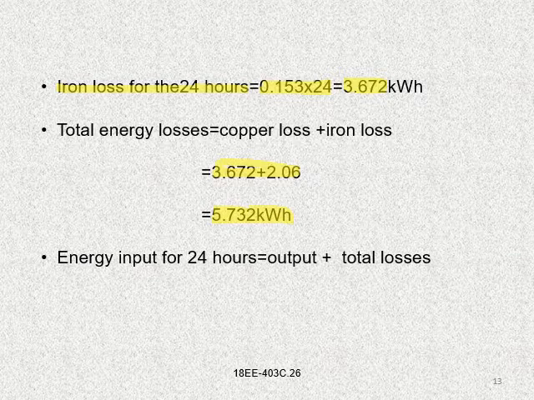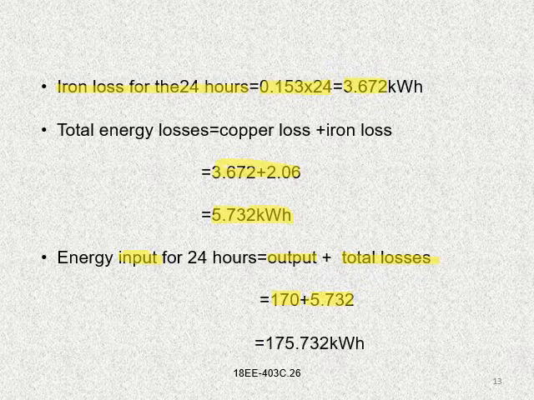Now the energy input for 24 hours is equal to output plus total losses. Output is 170 kWh and total losses are 5.732 kWh. That gives a total of 175.732 kWh. Please make a note of this. We now have the output in kWh and input in kWh, so we can easily calculate the all day efficiency of a transformer.